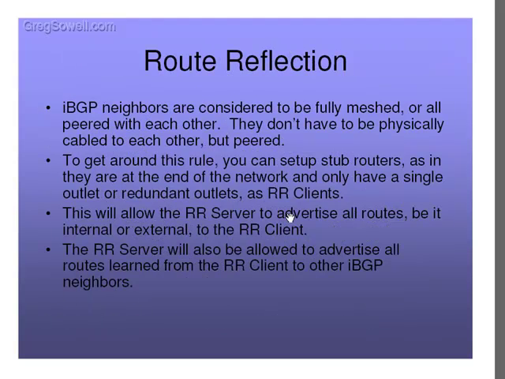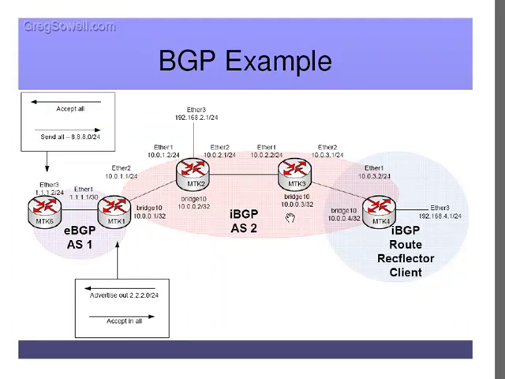Route reflection. I said we were going to talk about that earlier. If you have a stub BGP router in your IBGP infrastructure, you know he's got no exit point except for one upstream router. What you can do is called route reflection. And I'll use this example right here. So this would be the route reflector server, and this is going to be the route reflector client.